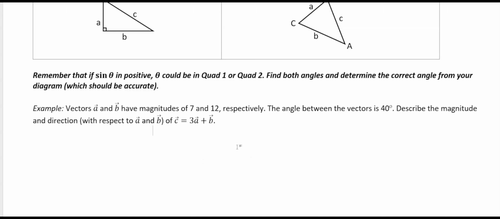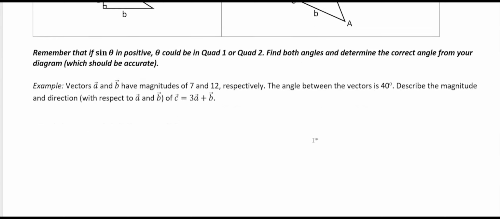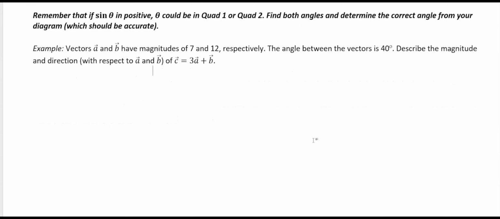Okay, so vectors A and B have magnitudes 7 and 12 respectively. The angle between vectors is 40 degrees. Describe the magnitude and direction with respect to A and B of C, which is the resultant of 3A plus B. Okay, so we're going to do a few things here.